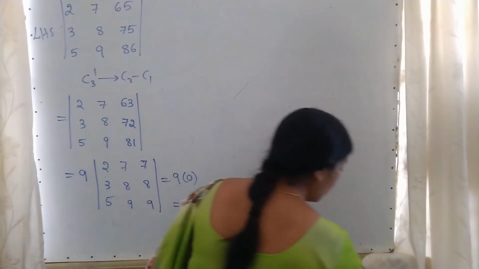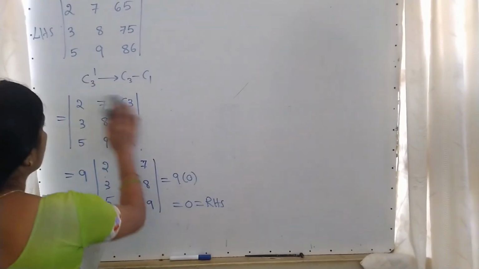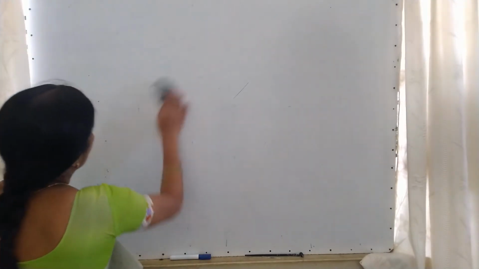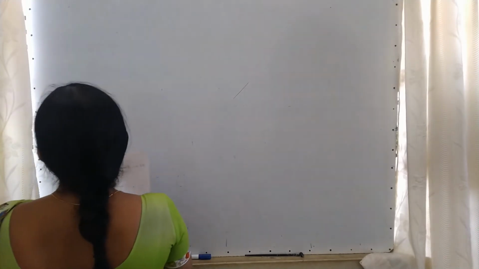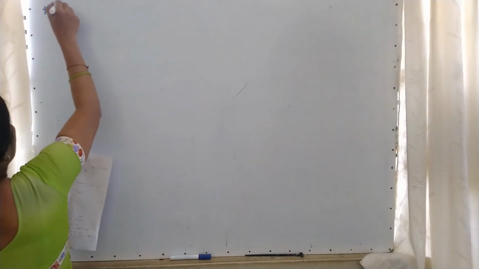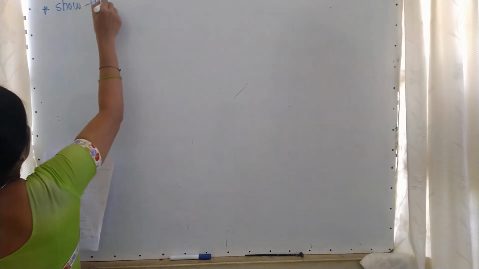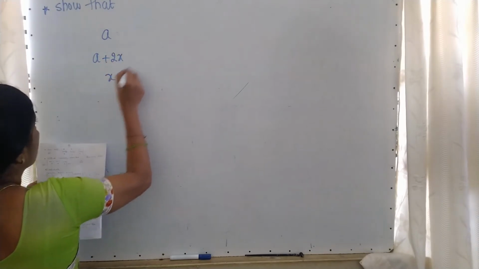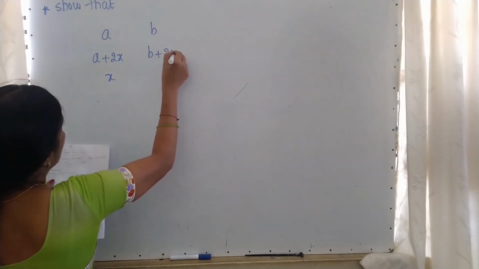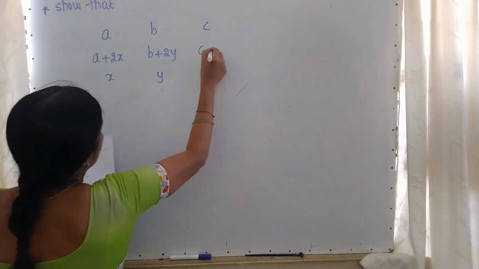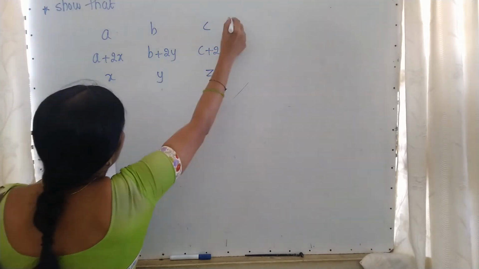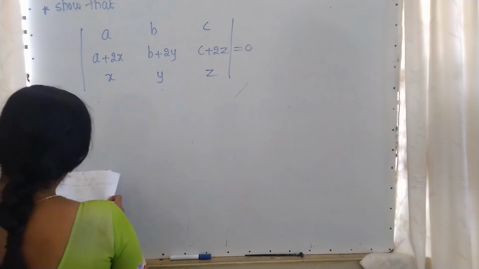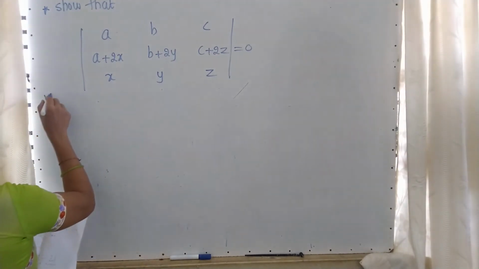Moving to the next example. So next one is simple. If you watched my previous videos already, I saw that question. See that question. So that's why I am giving you that as an assignment. Show that the determinant with rows A plus 2x, x; B plus 2y, y; C plus 2z, z is equal to 0. After explaining one property, I solved this as an example. So try this.